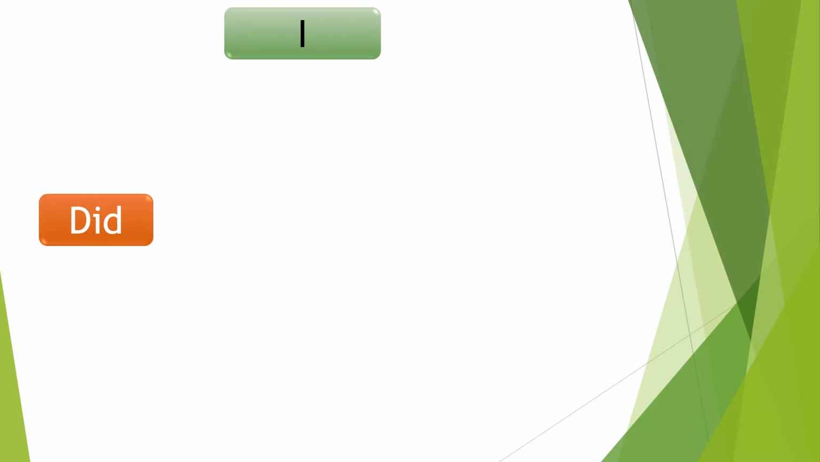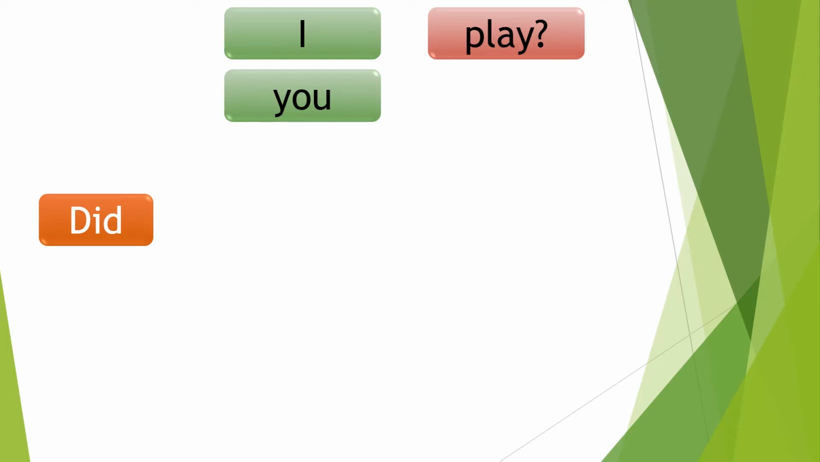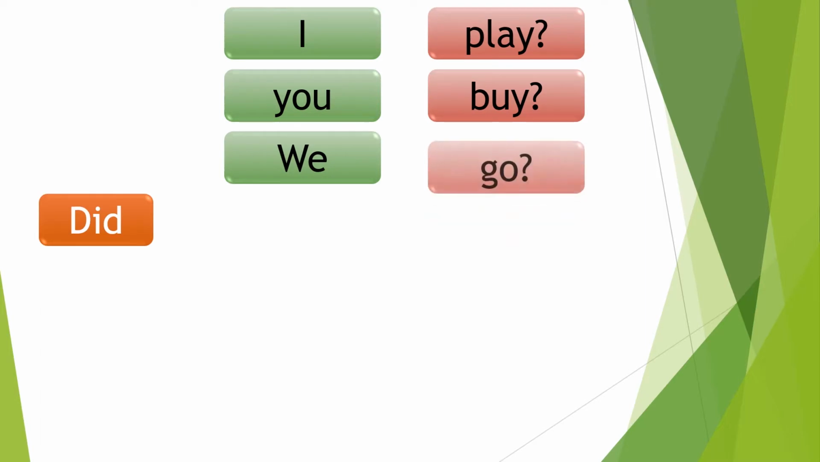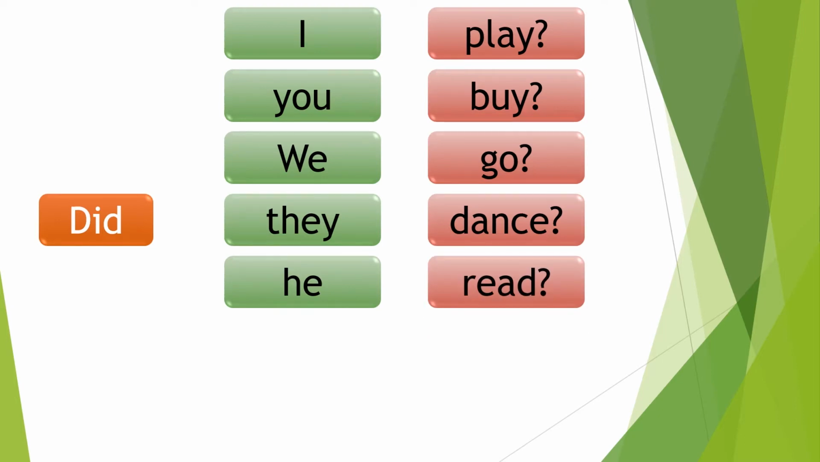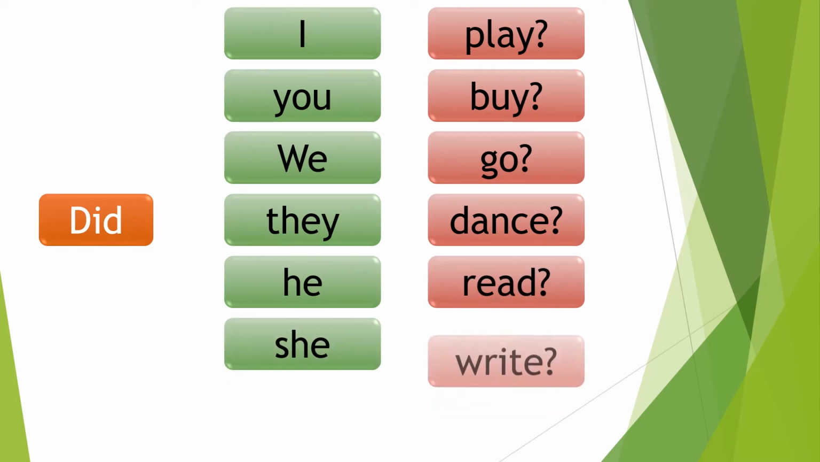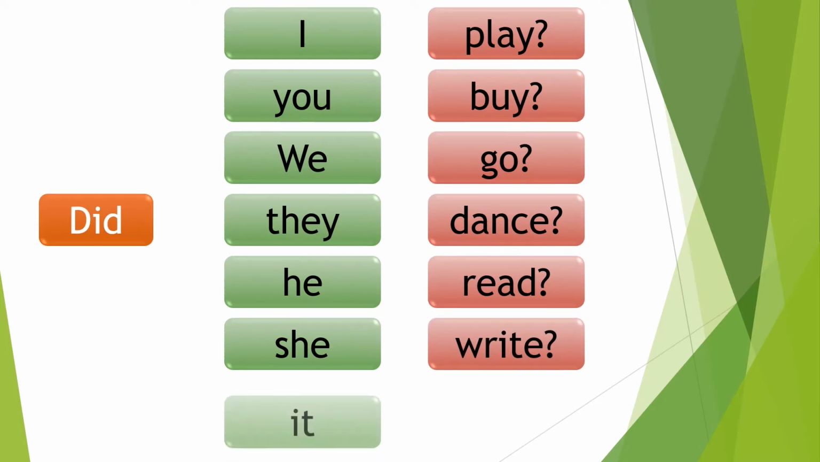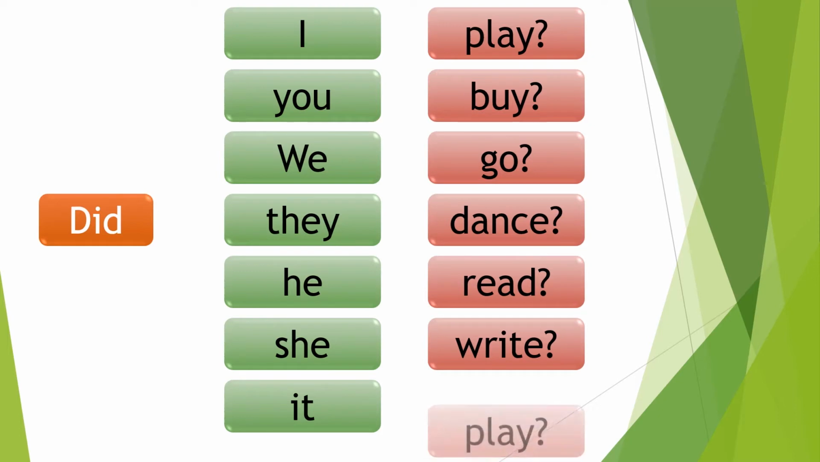So today I'm going to look with you how to build questions for past simple. You just say did plus subject plus a verb. For example, did I play? Did you buy? Did we go? Did they dance? Did he read? Did she write? And did it play? Look at the slide again and try to repeat the questions.